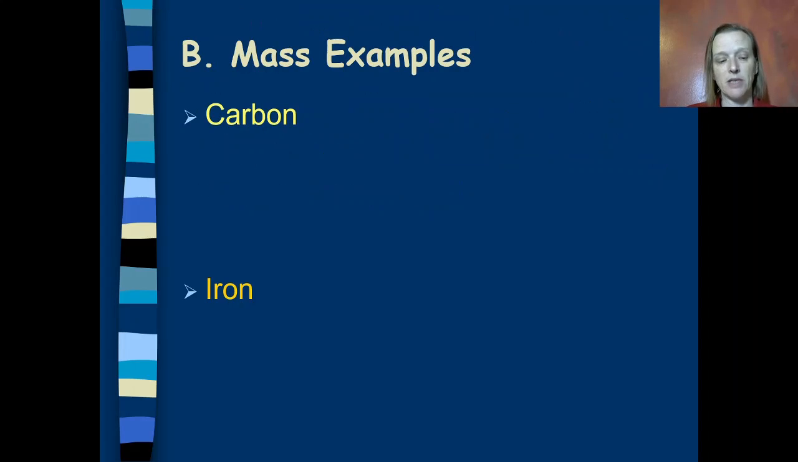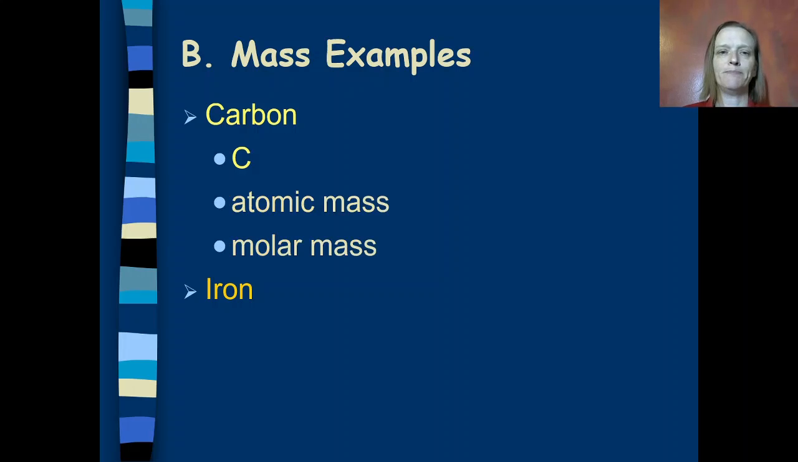So let's work through a couple examples of this. Carbon and iron. For carbon, the formula for carbon is C. It's not a diatomic element or anything like that. So we just have to worry about 1 atom of carbon. We can talk about its atomic mass or we can talk about its molar mass. If we talk about its atomic mass, we look at the periodic table, we see that the value is 12.01 for the mass. If we're talking about atomic mass, that's 12.01 AMU, atomic mass units.